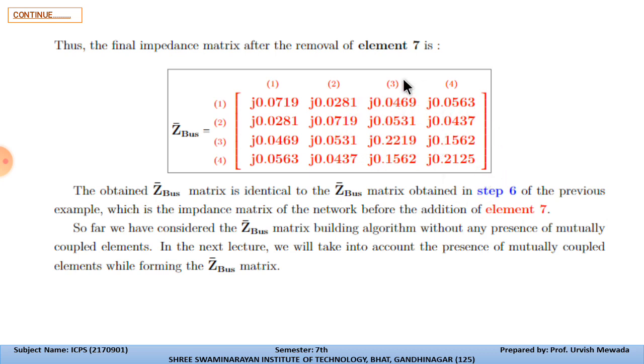So we have considered the ZBus matrix building algorithm without any presence of mutually coupled elements. In the next lecture, we will take into account the presence of mutually coupled elements while forming the ZBus matrix.